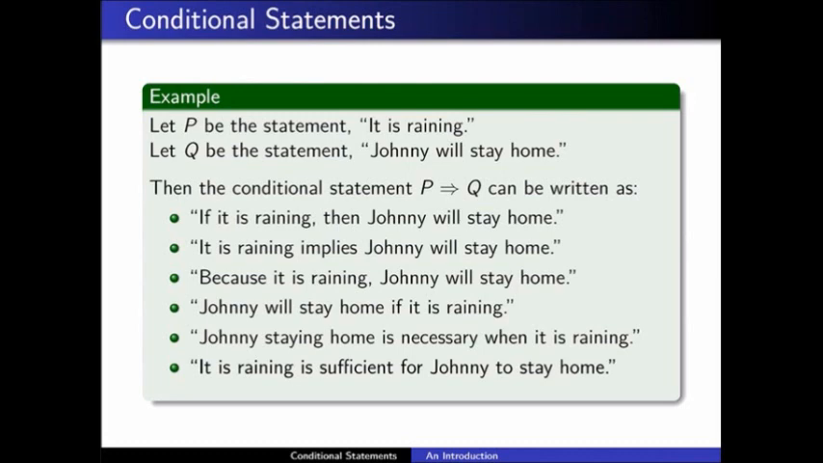Let's again revisit the example we were looking at before, and P and Q are the same statements that they were previously. The conditional statement, P implies Q, can be written in many different ways. The important thing is to make sure that it makes sense within the English language and gets across the idea that if certain conditions are met, then something must happen. We could phrase the implication as, if it is raining, then Johnny will stay home, or it is raining implies Johnny will stay home, or because it is raining, Johnny will stay home, and Johnny will stay home if it is raining. And of course there are other ways to phrase it as well.